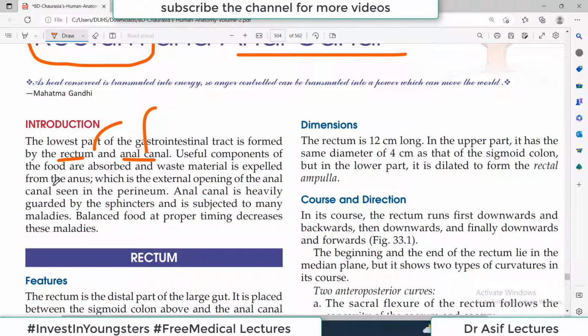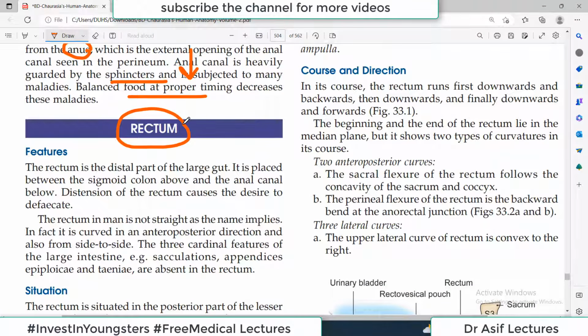Okay, useful components of food are absorbed and waste material is expelled from the anus. Obviously digestive system का पूरा design ही इस तरह से है कि when you eat food everything is digested and the useful bits are absorbed and the waste is excreted out. तो जो opening जिससे waste product निकलता है that is known as the anus. Okay, this is the external opening of the anal canal. And through this opening all the waste product, the potty that comes out of the body. Okay, now anal canal is heavily guarded by sphincters muscles and is subjected to many maladies. बहुत सारे diseases इस area से associated हैं and they are rather more dependent upon what type of food is being consumed. Okay, so let's start studies about rectum.